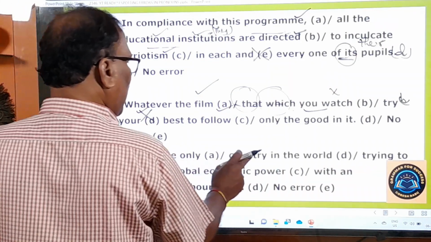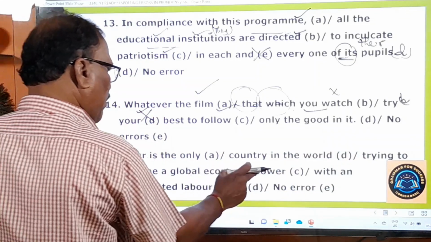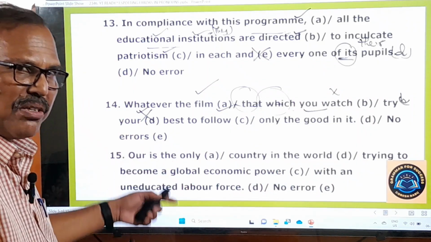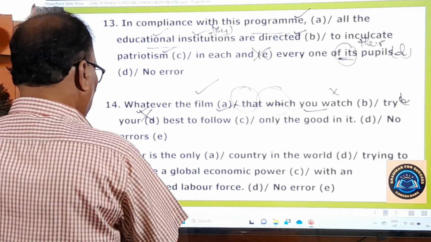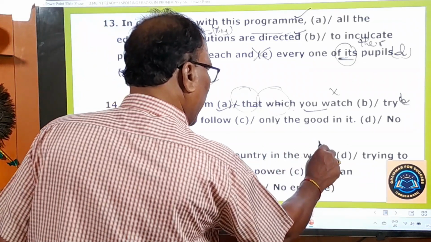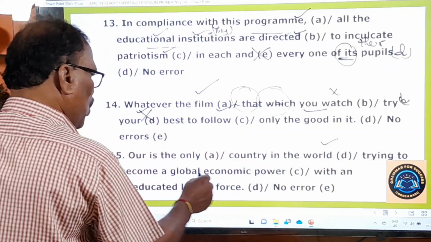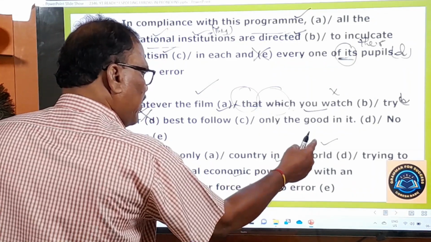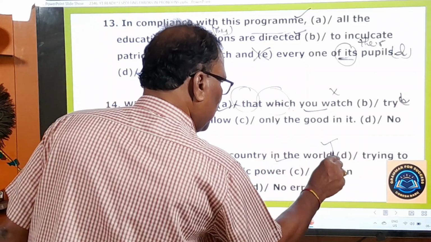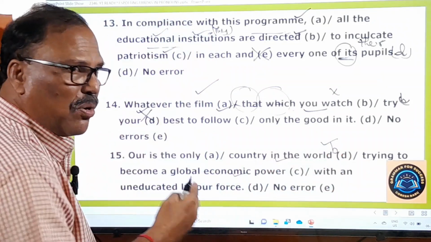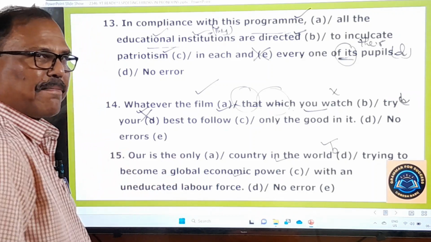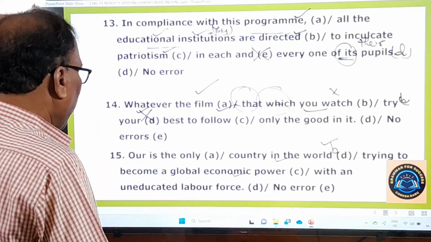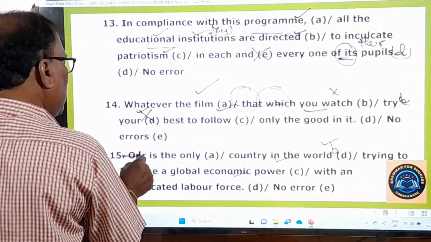15th one, ours is the only country in the world trying to become a global economic power with an uneducated labor force. If you have observed this sentence, the country in the world, this is absolutely okay. Trying to become a global economic power, and with an uneducated labor force. B, C, D, these three parts are okay. Only in the A part there is a mistake. Why? It is clearly visible. What is that? Our. You cannot say our is there.